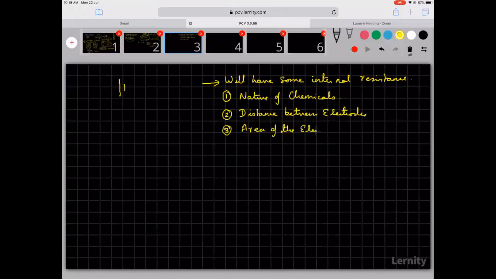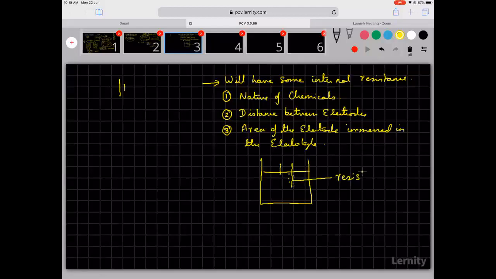Say for example, if I have an electrode only this much immersed, and if I have an electrode this much immersed, so here you see more ion electron transfer can take place. So here the resistance is low. So I have R is equal to rho L by A. This is the resistance. So resistance is directly proportional to the resistivity.